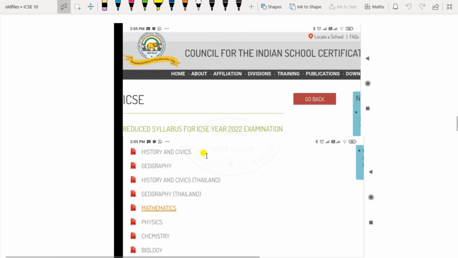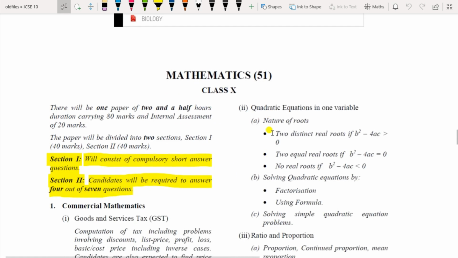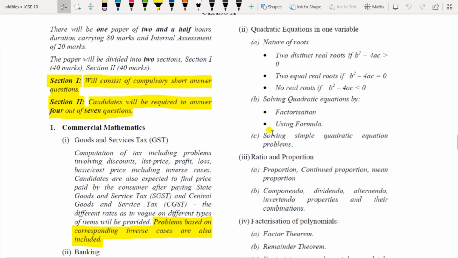Now this is your Council for the Indian School Certificate Examinations, ICSE. You can go to CISCE.org, okay, and you can click on mathematics. So this is your reduced syllabus for the ICSE year 2022 examination. So this is about the maths paper. Here it is written, section 1 will consist of compulsory short questions, and in section 2 candidates will be required to answer 4 out of 7.